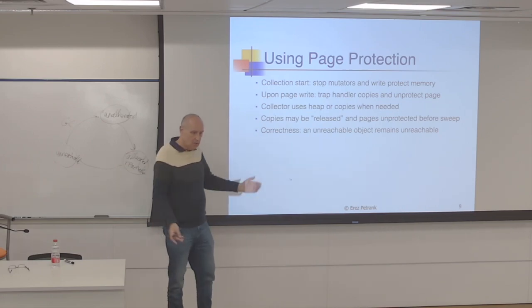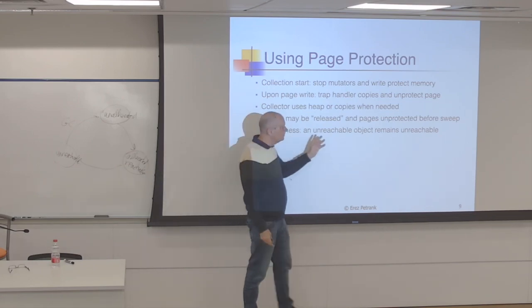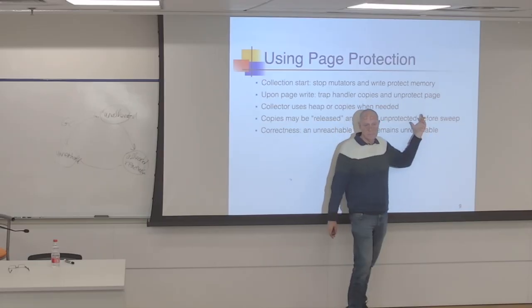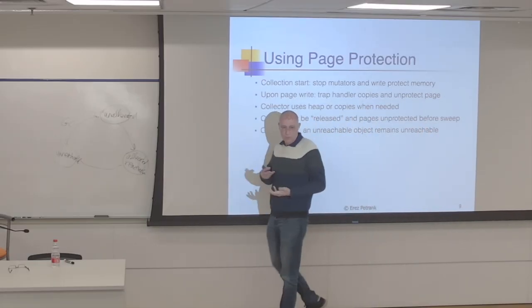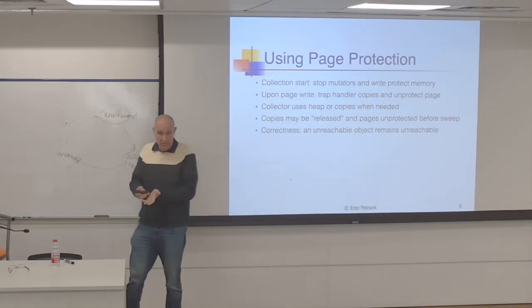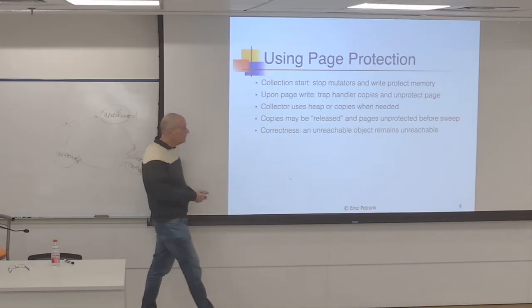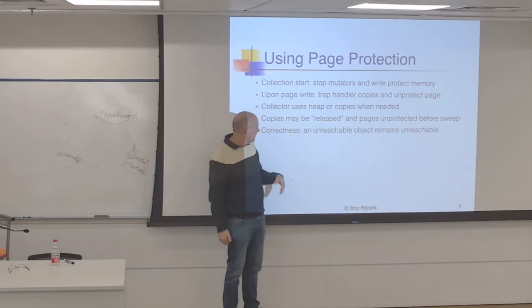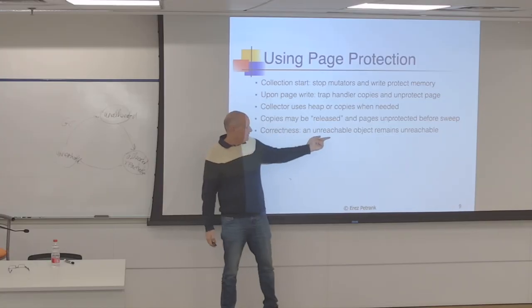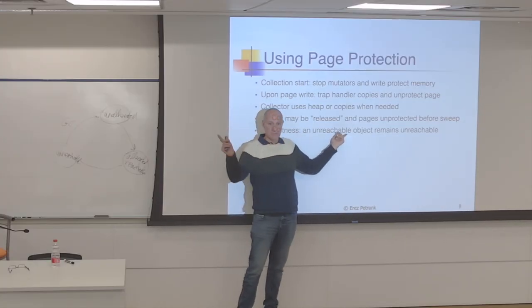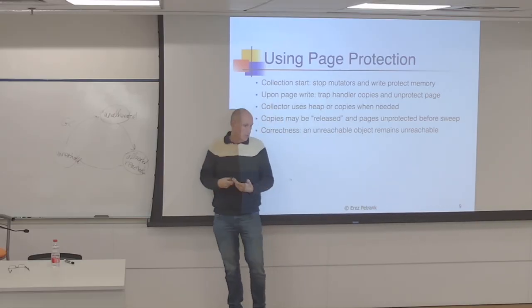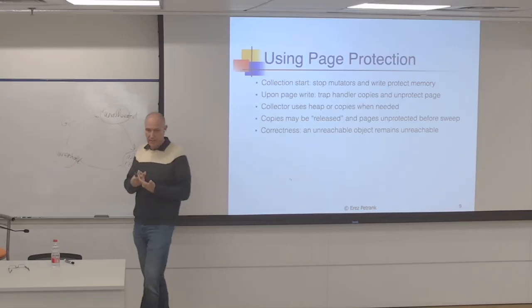Okay. So when I finish the tracing, I can release all the pages that were copied because I don't need them anymore. I can unprotect all the pages of the heap, because I don't want traps to continue happening. I don't need copies anymore. And then I can sweep. And the correctness is, again, if something was unreachable in this snapshot, in what I'm looking at from the past, then it is also not reachable now and I can reclaim it.